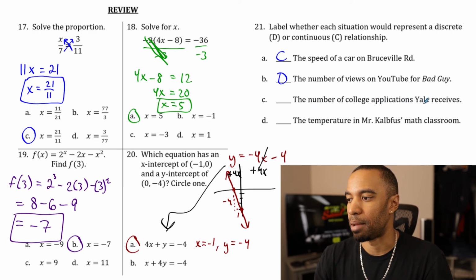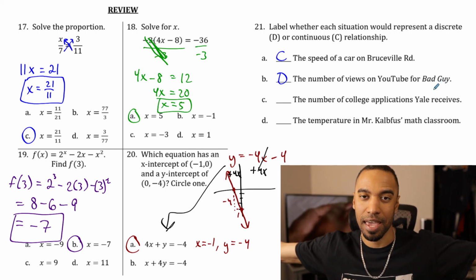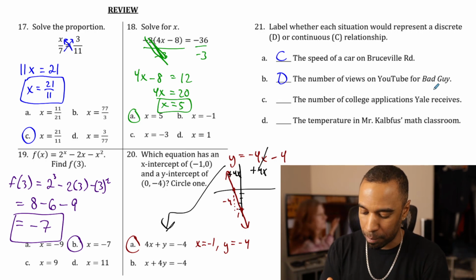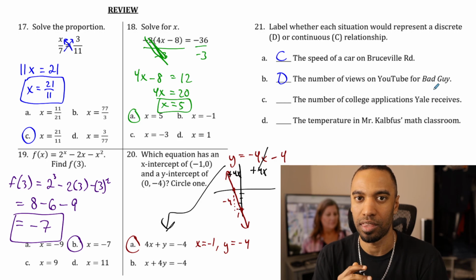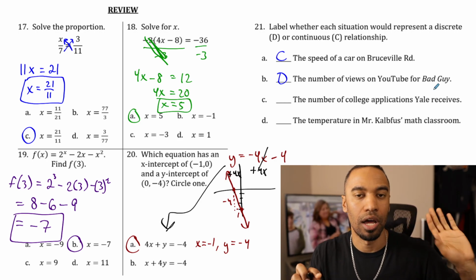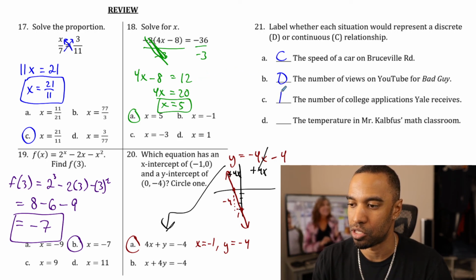The number of college applications Yale receives. This could be over a forever amount of time, but again, that doesn't make it continuous. They receive an application and a second application. There's no fractional amounts within that. You either receive the application or you don't. Whether it's 100 years from now or 100 years prior to, doesn't make it continuous. This one as well is discrete.